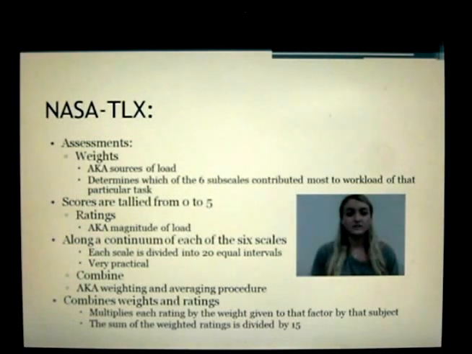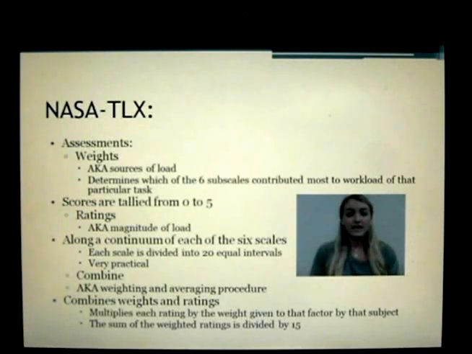NASA TLX uses 3 separate assessments in order to determine a total mental workload. They are weight, ratings, and combined. Weight, aka source of load, is when the subject determines which of the 6 subscales contributed most to workload of that particular task. Scores are tallied from 0, which is not relevant, to 5, which is more important than any other factor. Accounts for 2 sources of rater variability: differences in workload definition between raters within a task and differences in the sources of workload between tasks.